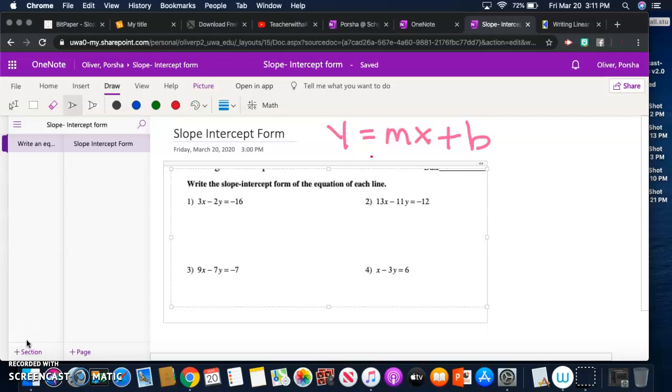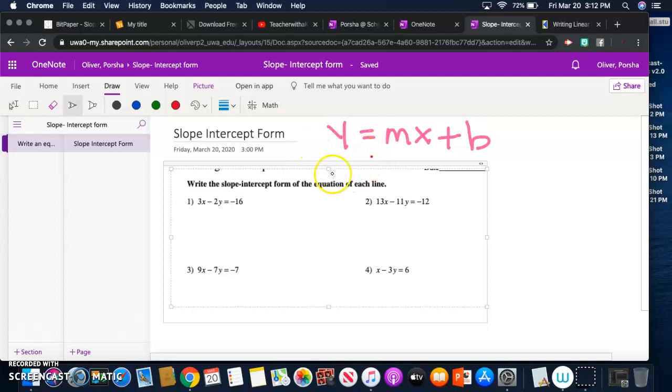Today we're going to be talking about writing the slope-intercept form of the equation of each line. If you were in class, the days we started talking about slope and things of that nature, we introduced standard form. So if you look at number one here, you notice that it is in standard form, and at times I taught you how to manipulate the equation so that it can be in standard form. But in this case, we're going to manipulate the equation so that it can be in slope-intercept form, which is y equals mx plus b.